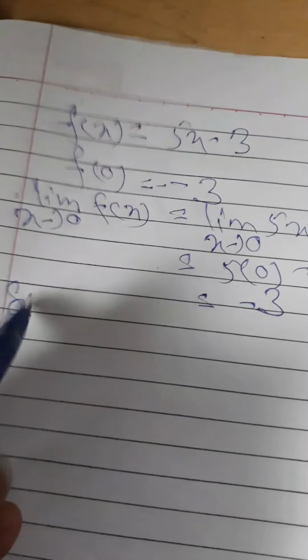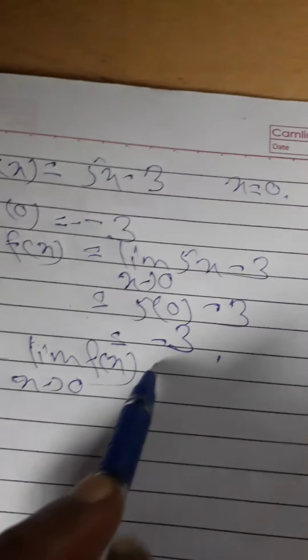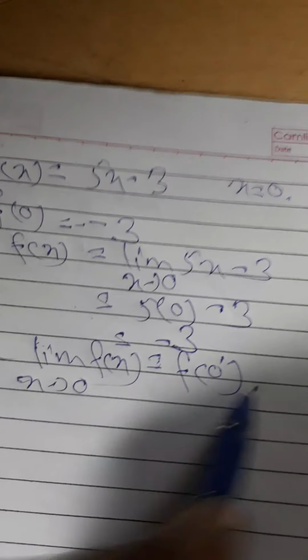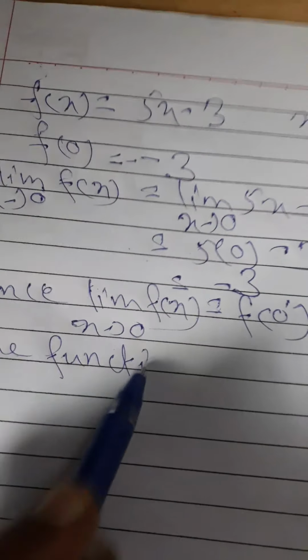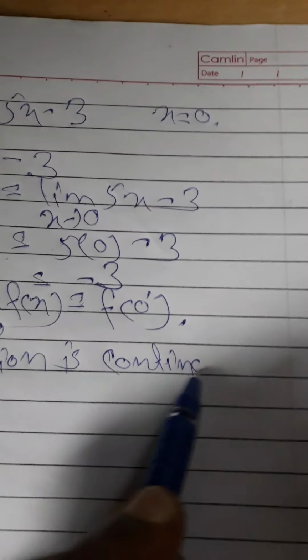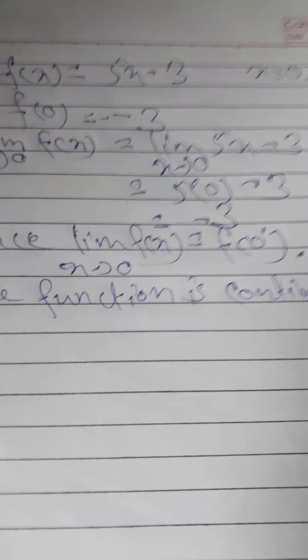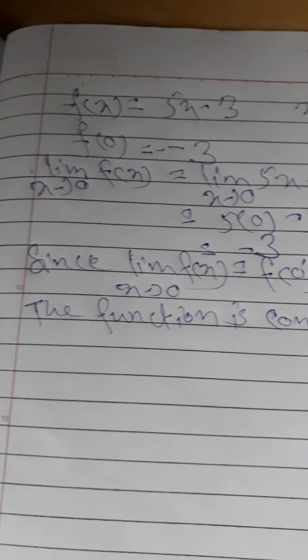So since limit of f of x as x tends to 0 is equal to f of 0, the function is continuous. We conclude that the function happens to be a continuous function. Now these were the straightforward examples. Now let us take another example.